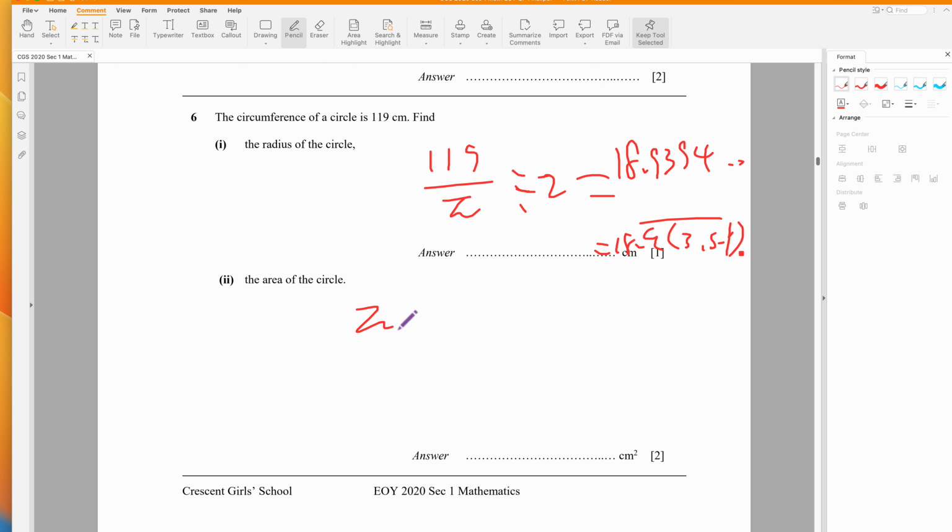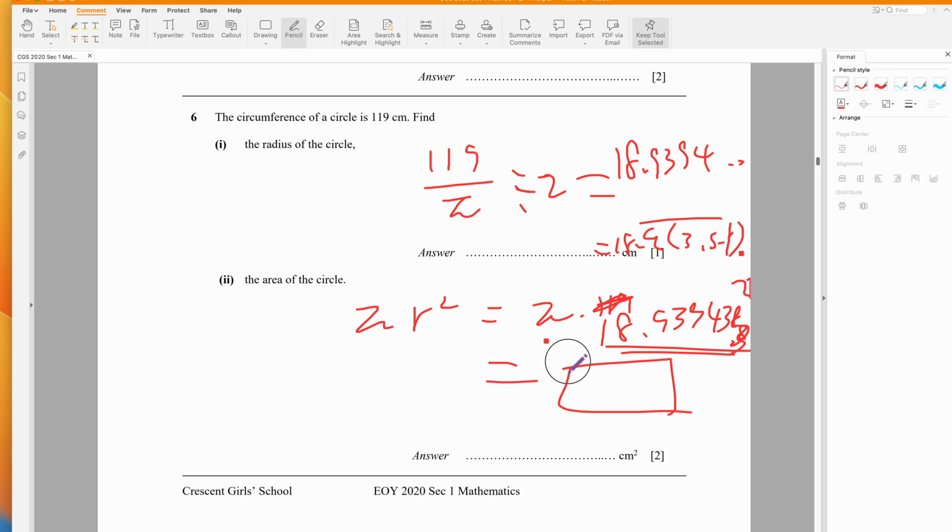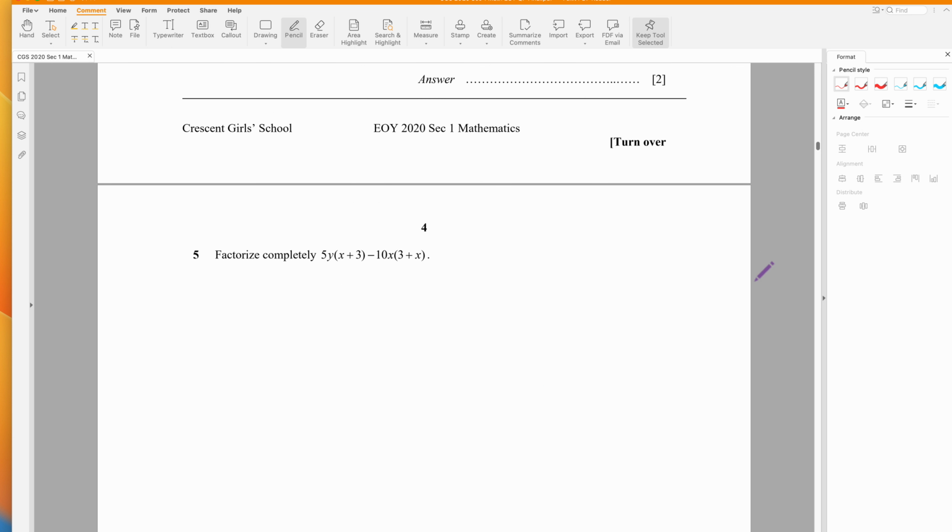And then for the area of the circle is pi r squared, which is pi times r. Actually, you can use the most exact one, 18.93943823. You square it, then times the pi. Then write down the full form first. Then you write down the 3 significant figures. Yes. If not, you get penalized. Okay, good. Factorize.